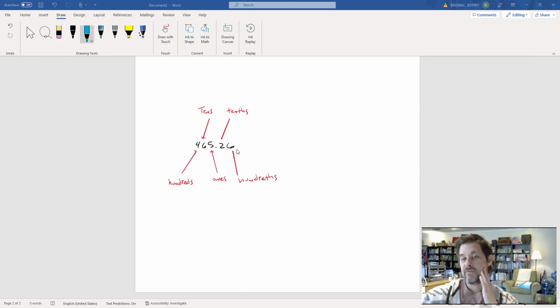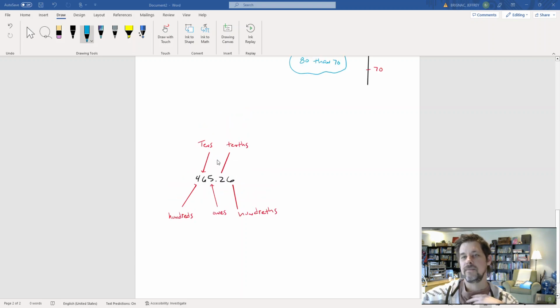The numbers after the decimal are fractions. This 2 right here is 2/10, meaning if whatever you had, you divided it into 10 parts and you took 2 of those parts, that's what 2/10 is. The 6 being hundredths, you could say if you took a dollar and divided it into 100 equal parts and you took 6 of those parts, that's what the 6 represents. 6 hundredths is 6 cents, in other words. So every digit has a name, a place value.